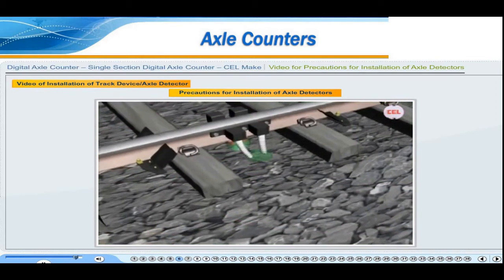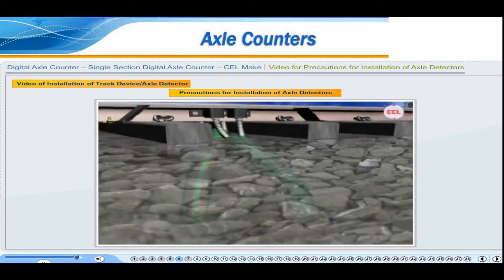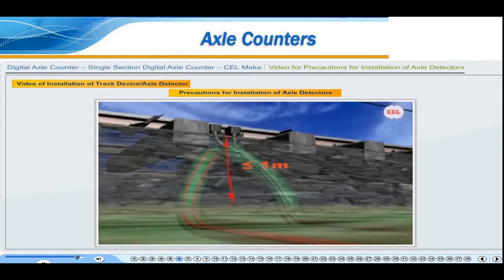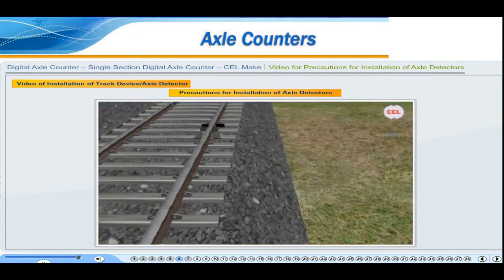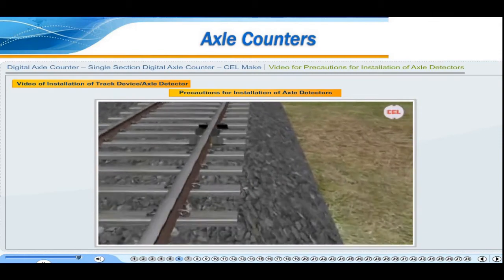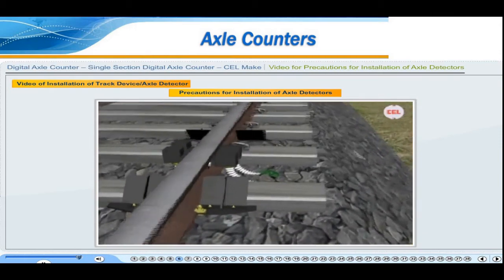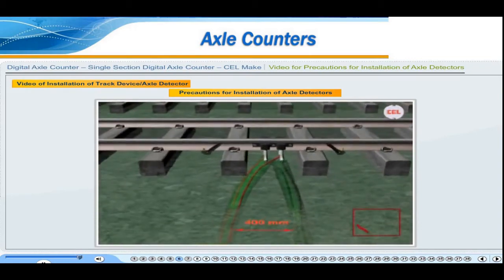Number 9. Ensure that the HDPE pipes are laid at a depth of not less than 1 meter from the bottom of the rail. And lastly, ensure that the TX coil and RX coil cables should run separately in different HDPE pipes at a minimum separation of 400 millimeters.